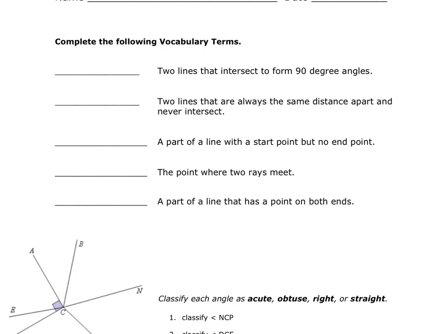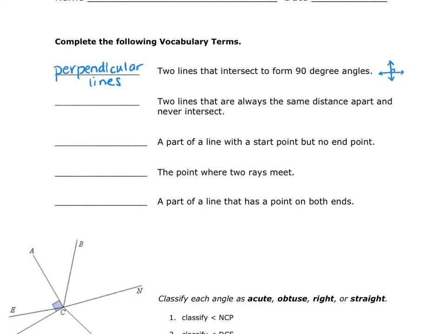So we have two lines that intersect to form 90-degree angles. Sometimes it helps to draw a picture. So two lines intersecting that form that 90-degree angle, those are perpendicular lines.